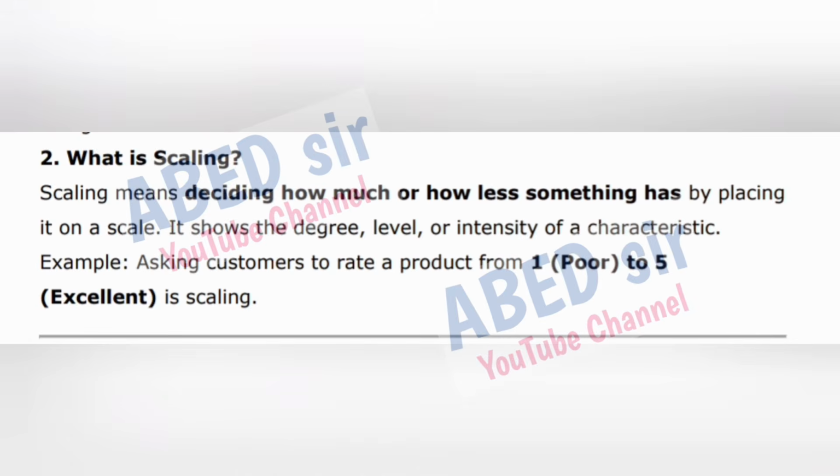2. What is scaling? Scaling means deciding how much or how less something has by placing it on a scale. It shows the degree, level, or intensity of a characteristic. Example: asking customers to rate a product from 1, poor, to 5, excellent, is scaling.